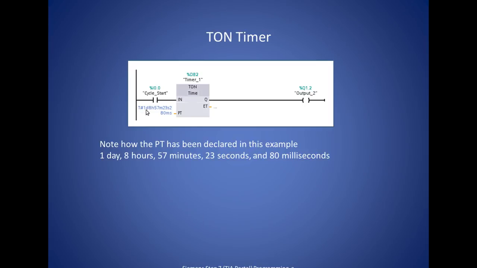You can see here an example of using the preset time and the time data type. So we have 1 day, 8 hours, 57 minutes, 23 seconds, and 280 milliseconds. And once elapsed time is equal to or greater than that, then Q will be set to true.